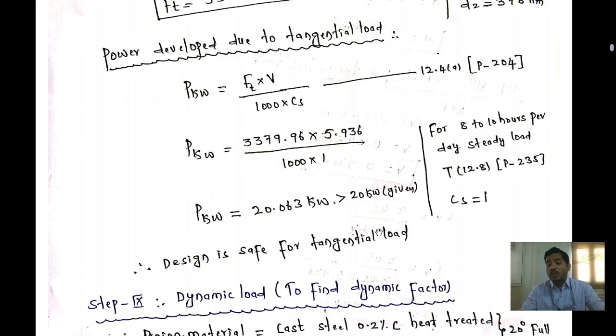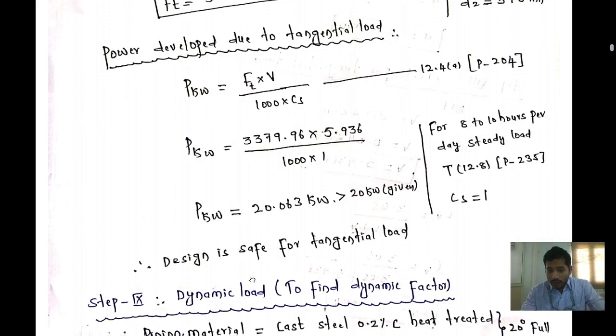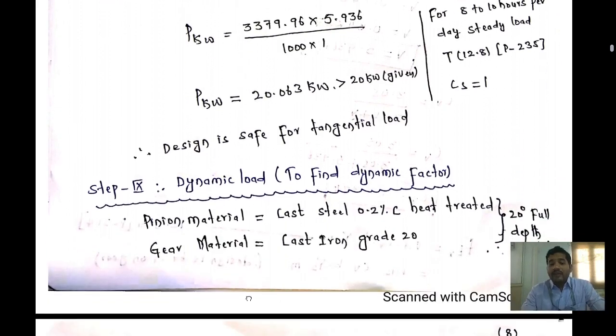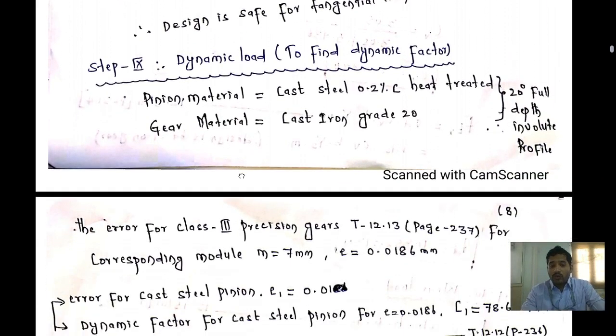It should be greater than the 20 kilowatt. So for that reason we can say that whatever we are getting, the answer should be greater than the 20 kilowatt. So for that reason we can say that our design is safe for the tangential load. Clear? After that we need to find out the dynamic load.